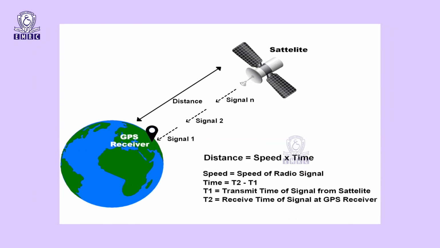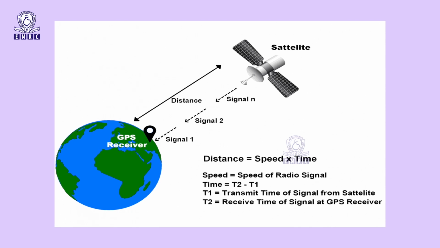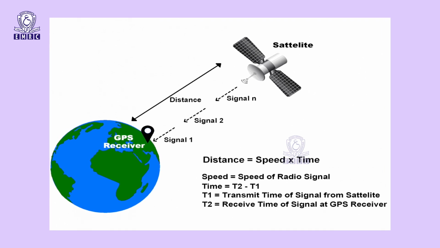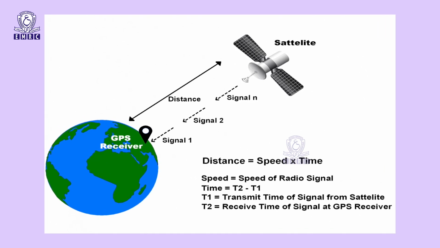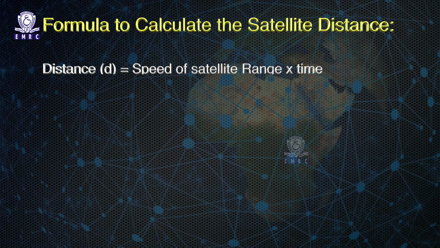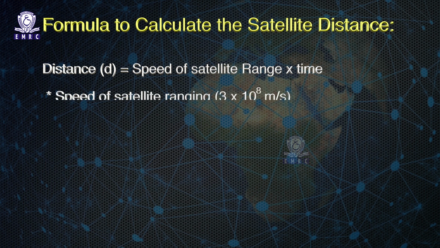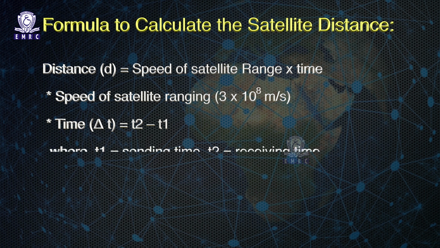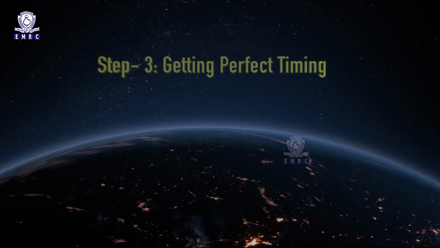Step 2. Measuring distance from a satellite. Normally, distance calculation in GPS is based on the satellite's ranging signal. The easy formula to calculate the distance is: distance d is equal to the speed of the signal, that is 3 × 10^8 meters per second, multiplied by time. Time is equal to T2 minus T1, where T1 is the sending time and T2 is the receiving time.